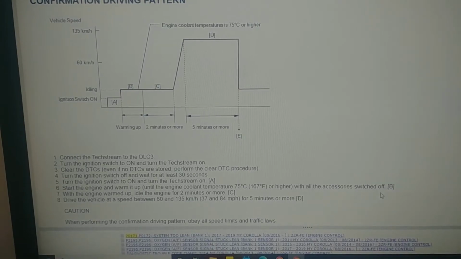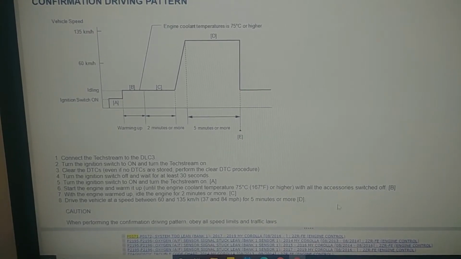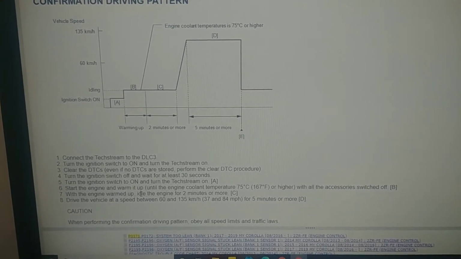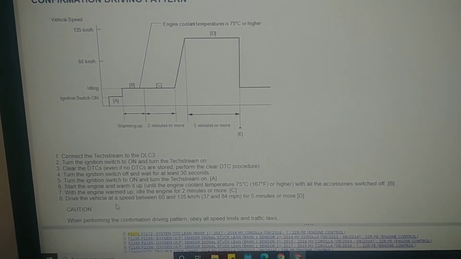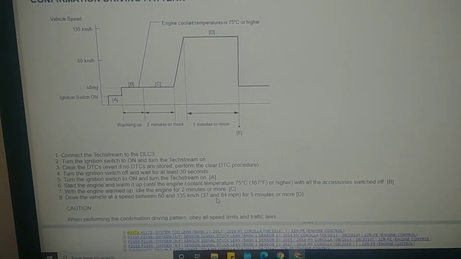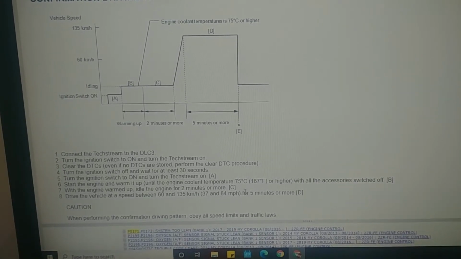AC, fans, everything like that turned off. Then you want to warm the engine up and let it idle for 2 minutes. And then you want to drive your car between 37 and 84 miles an hour for 5 minutes or more.